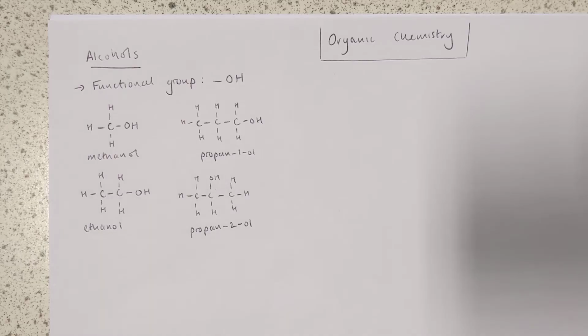The way we distinguish them, because they both have 3 carbons and therefore get the name prop, is just by the number in the name. So propan-1-ol, it's on the first carbon or end carbon. Propan-2-ol, the OH group is on the middle carbon.